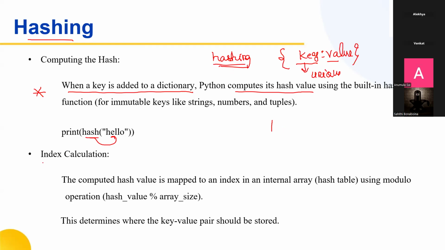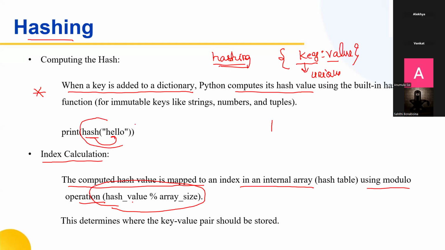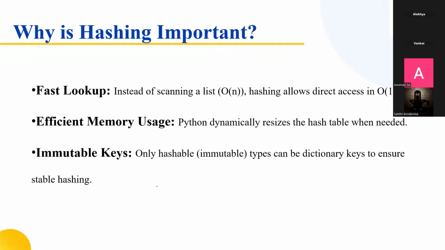Now, how hashing is used for indexing: the computed hash value is mapped to an internal array. It can be done using a modulo operation. This is the internal working of how the key will be created. Whenever I call this function, I will get one hash value. Hash value mod total array size will give me the hash key. Now, I will also discuss the purpose of hashing and why it is important for us. Hashing is used for faster lookup.